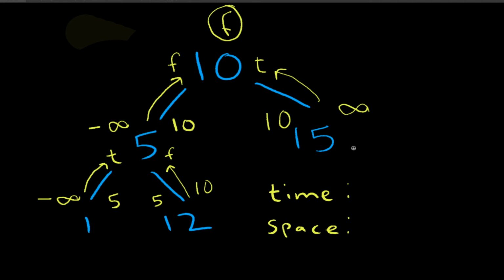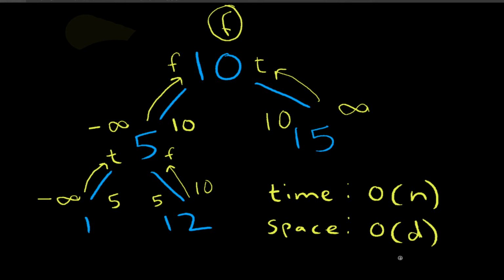So what are the time and space complexities of this algorithm? Well, for the time complexity, we know that we have to do this algorithm on every single node. So the time complexity is going to be big O of n. For the space complexity, since we're going to do this in a recursive fashion, the call stack will only get as big as the depth of the tree. So the space complexity is going to be big O of the depth.